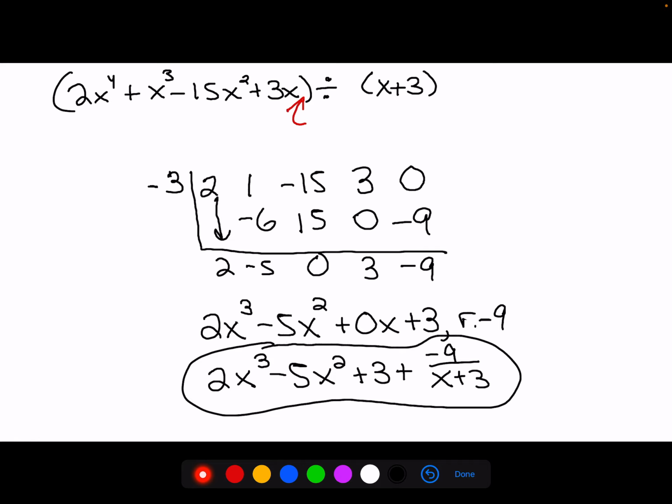Now if you multiplied all that out with x plus 3, you would get back 2x to the 4th plus x cubed minus 15x squared plus 3x. As soon as you take that entire quotient times your divisor, you'll get back your dividend.